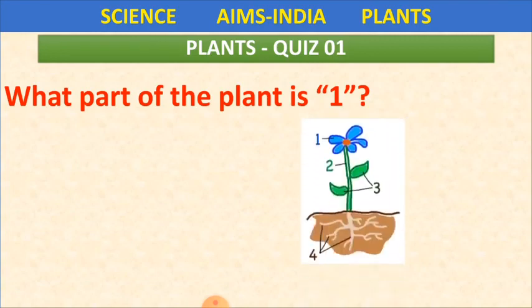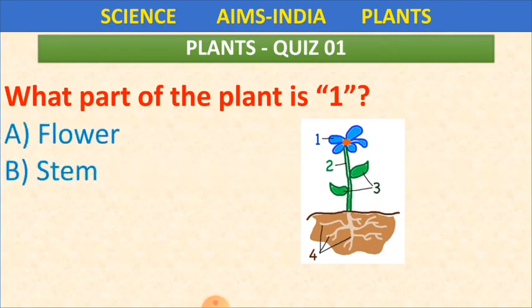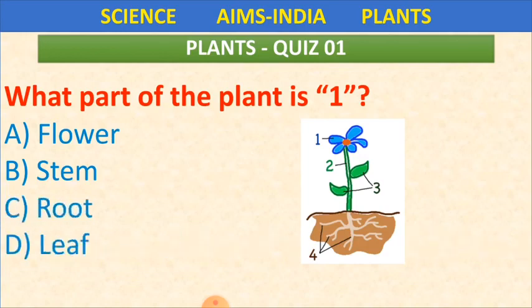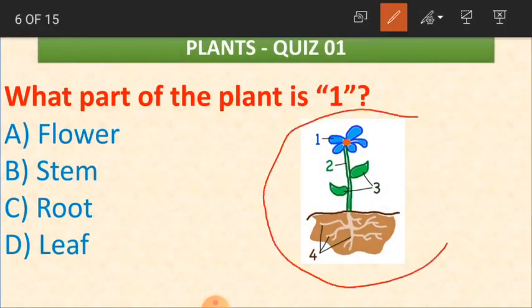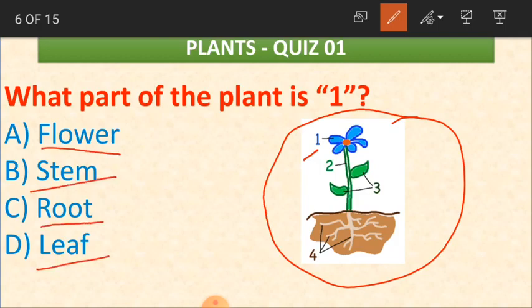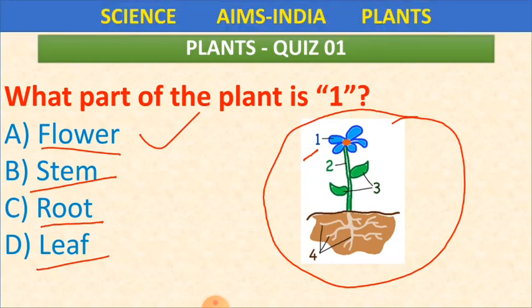So whatever we have learnt until now, we'll revise it once again through questions and answers. Okay children, so now see the first question. What part of the plant is one? Here we have a diagram of a plant, and we have labeled it with numbers. So you have to identify what this one is. Is it a flower, stem, root or leaf? What did we learn? This is flower.